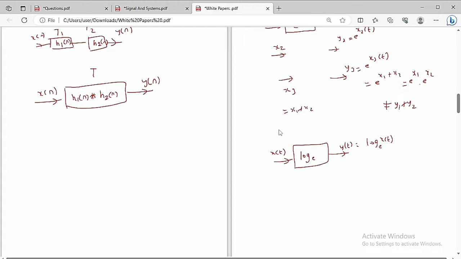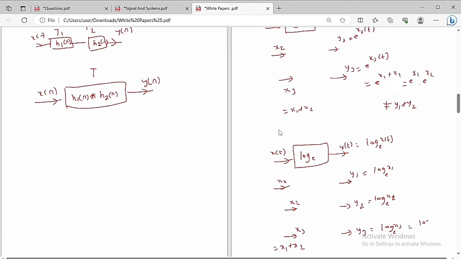Suppose the input is x1 of t, then what is the output that we are going to get? y1 is equal to log x1 with base e. Suppose the input is x2, then what is the output? y2 is equal to log x2 with base e. Similarly, if the input is x3, then y3 is equal to log x3 with base e.